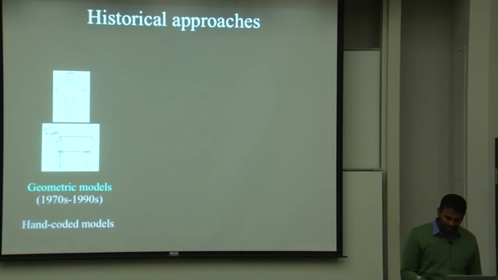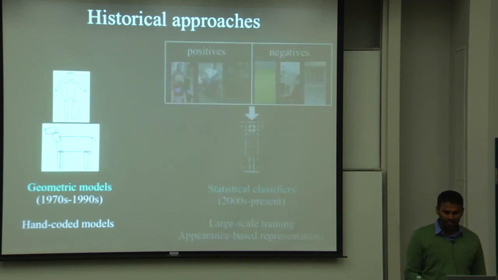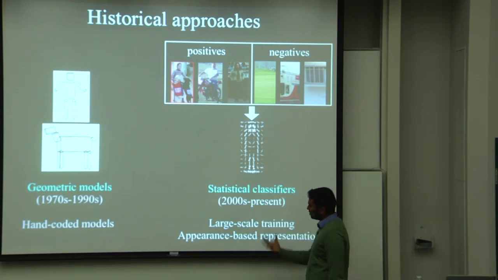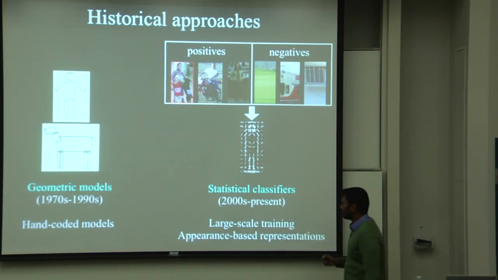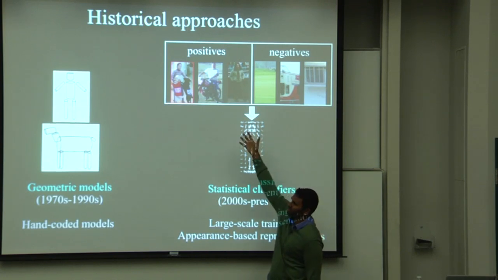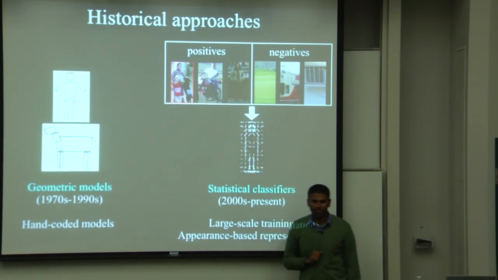But it seems to be hard to pull these primitives out directly from images. And instead, the past decade has become very statistical, where instead of building these hand-tuned geometric models, we just collect lots of data, positive and negative examples, feed it to a classifier, and then spit out something that could tell the difference between, let's say, this positive set of people and this negative set of non-people.